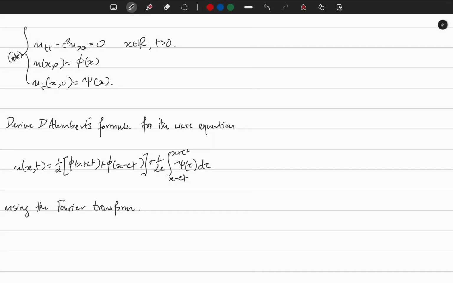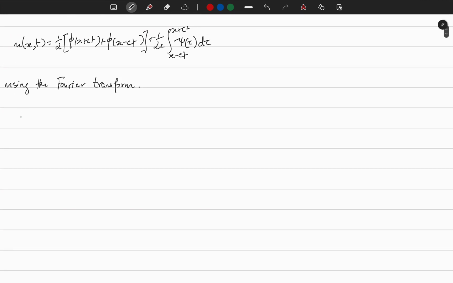Hi guys, in today's video we are going to derive D'Alembert's formula for the wave equation using the Fourier transform. Recall that D'Alembert's formula is precisely the solution to the wave IVP with initial displacement phi and velocity psi on the real line. But before we begin, let's go over some helpful tools that will assist us in the derivation.